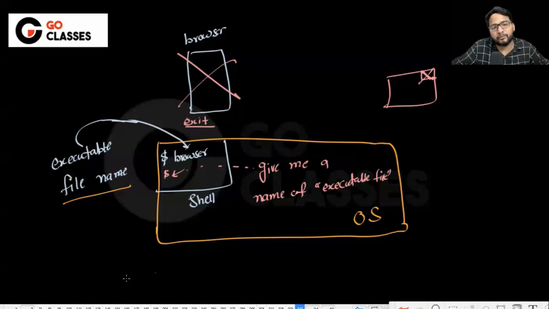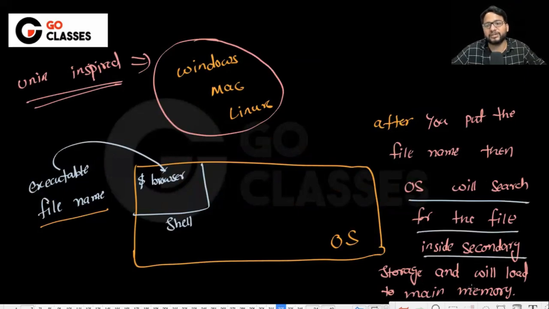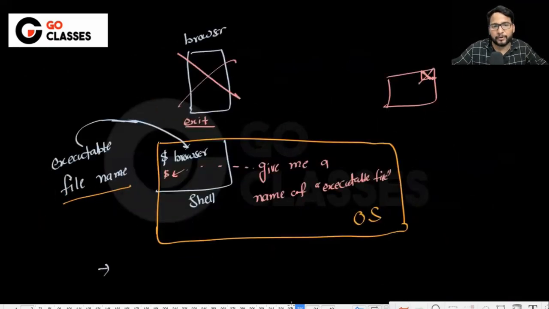Once you give it, then what will the shell do? I think I've written it here. After you put the file name, the OS will search for the file inside the secondary storage, load it to the main memory, and start running it. Okay. So the shell is just some part of the operating system where you can put the file name. It is saying, give me a file name, I will start executing it. Is this okay to everyone?